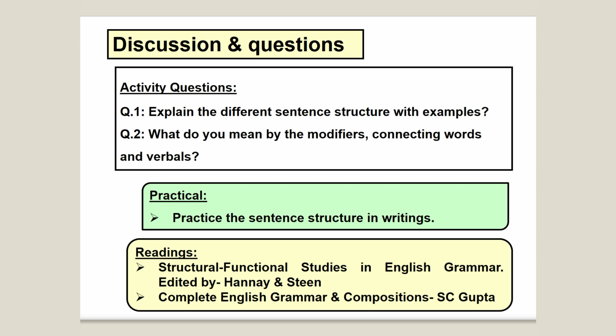Here are the sub discussion questions, activity questions. We can go through these types of questions: explain the different sentence structures with examples. You may ask questions like, what do you mean by modifiers, connecting words and verbals? You can exemplify them. You can put the meaning of these words and practice making these types of sentences, to learn sentences from grammar books.